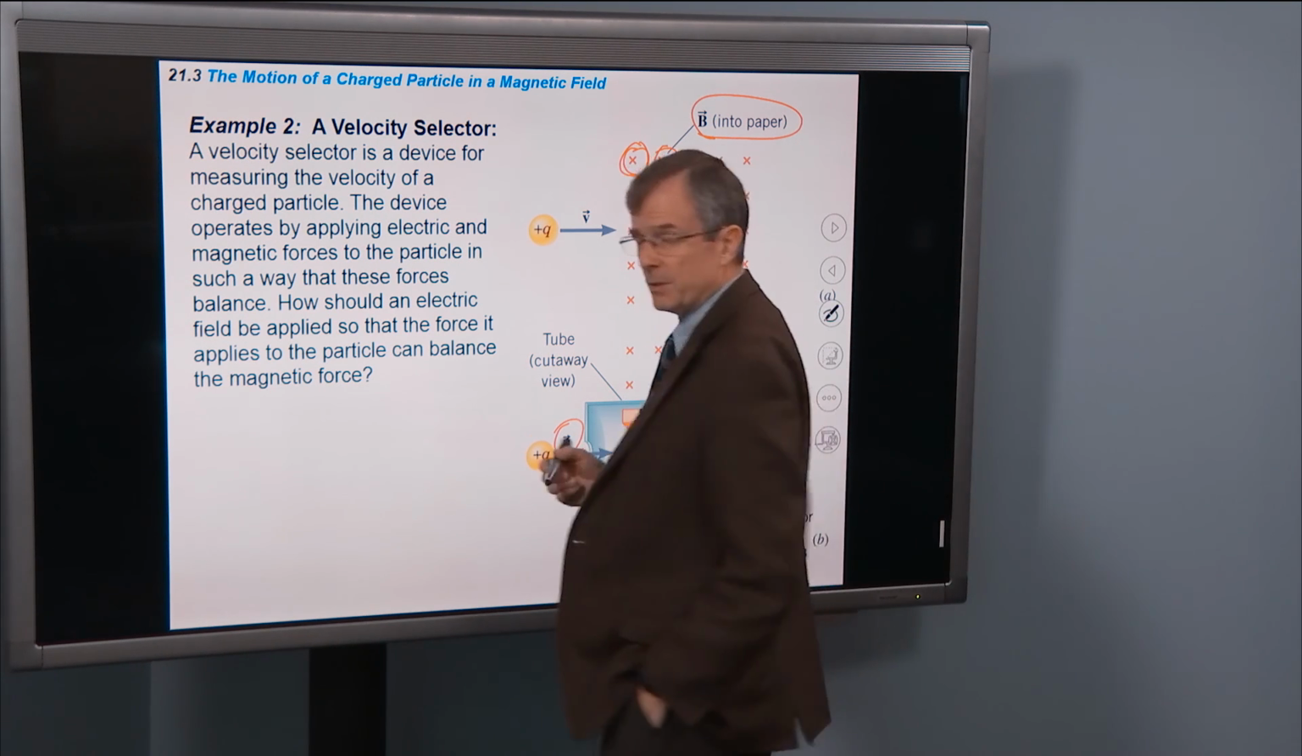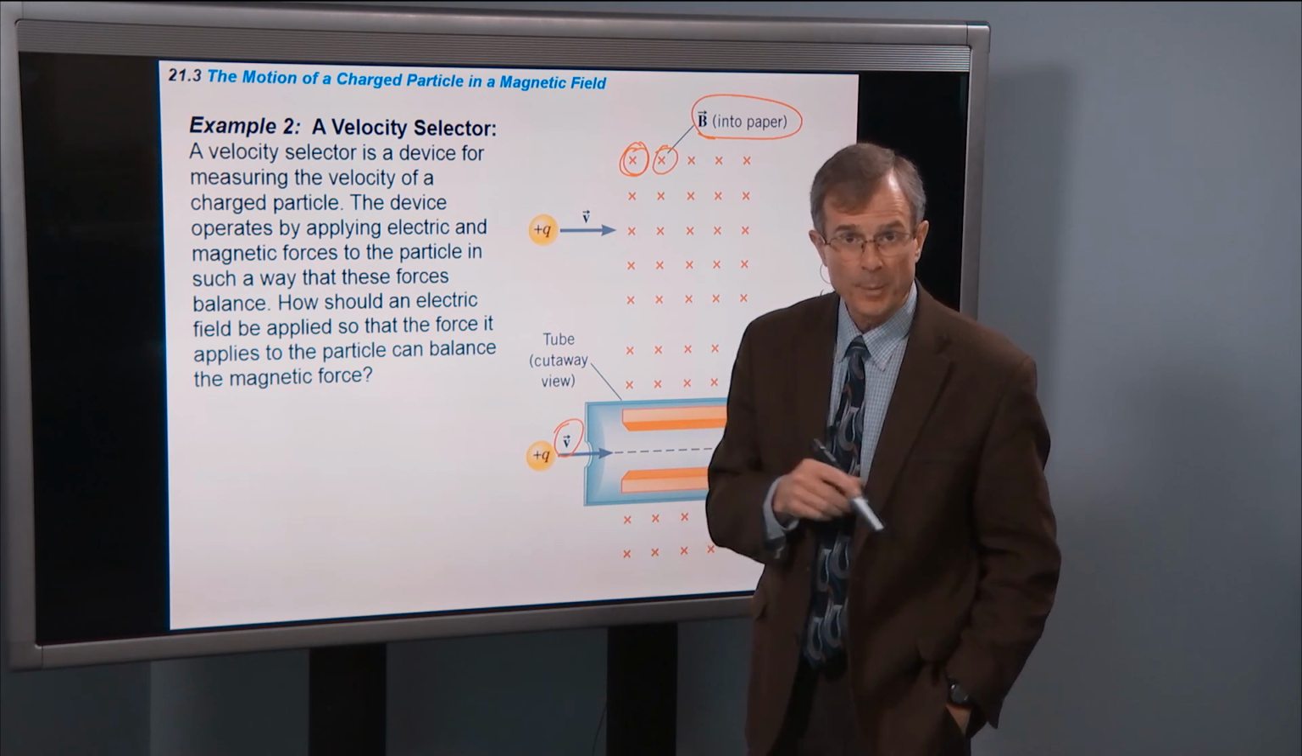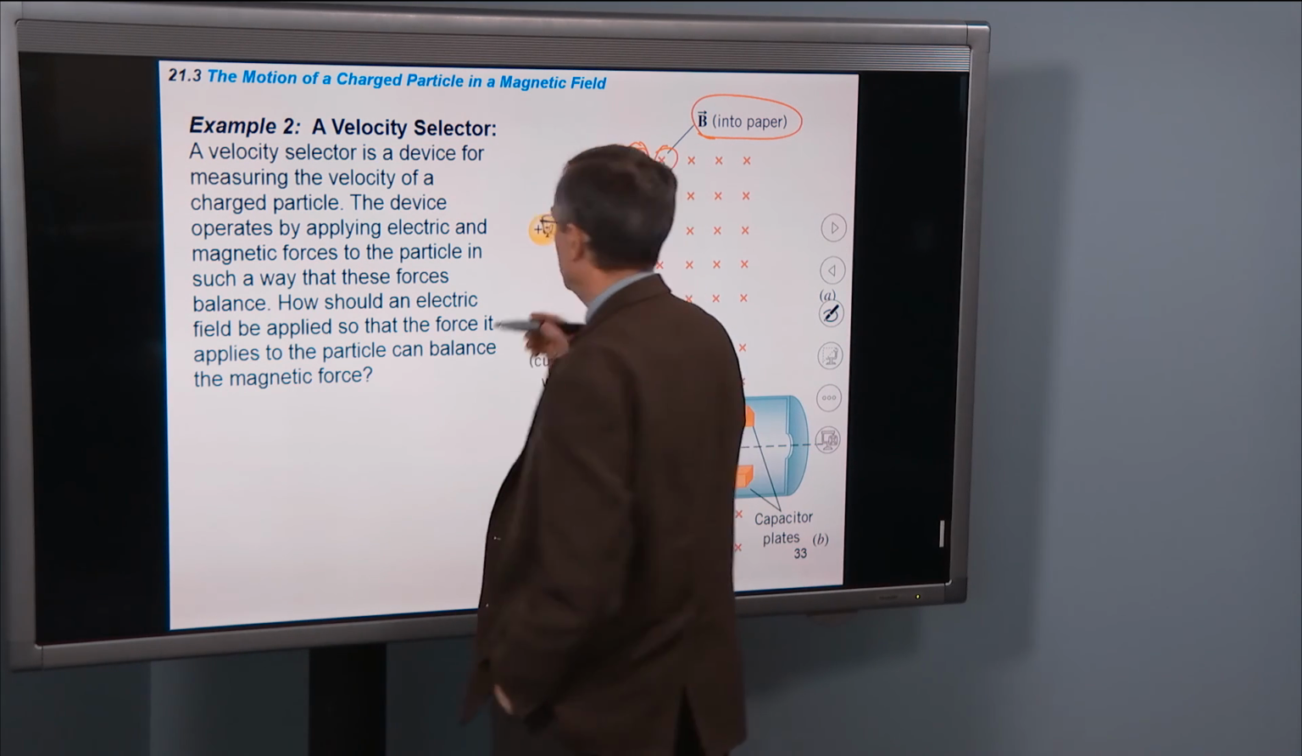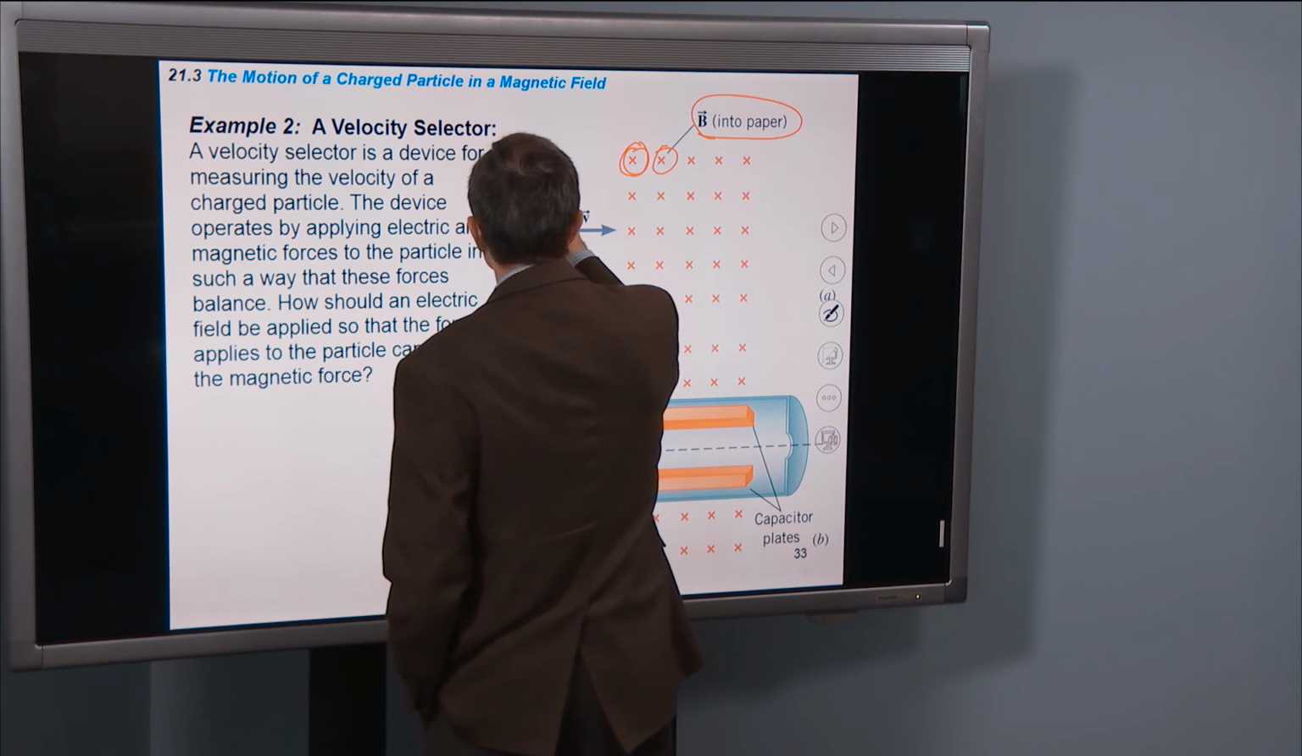If you want to denote a magnetic field that's out of the paper, and we'll do that also, that's denoted this way, a little dot.